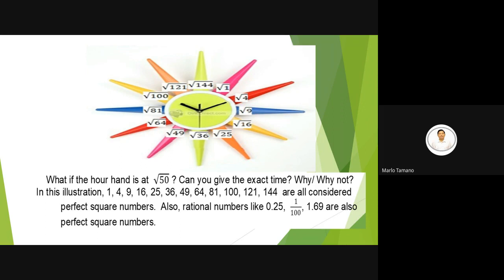Where do you find this square root of 50? Nakikita ba ito sa wall clock natin? Hindi po. Okay? So, saan natin i-insert yan kung sakasakali? Between what two perfect square numbers? Why? Because these numbers, square root of 144, square root of 1, square root of 4, square root of 9, square root of 16, hanggang square root of 121 are perfect square numbers. Saan natin i-insert ang square root of 50? Between what two perfect square numbers?